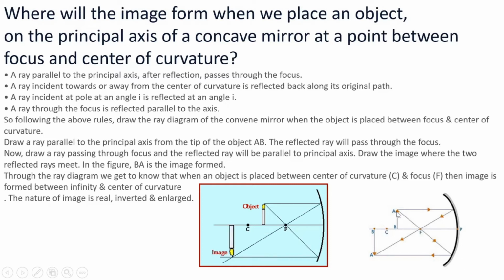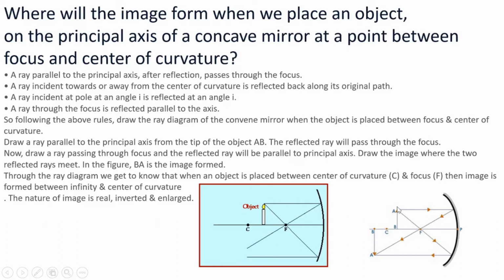When the first ray is incident on a concave mirror and it is reflecting, at which point is it meeting? The F point, the focus. The ray parallel to the principal axis, after reflection, passes through the focus.